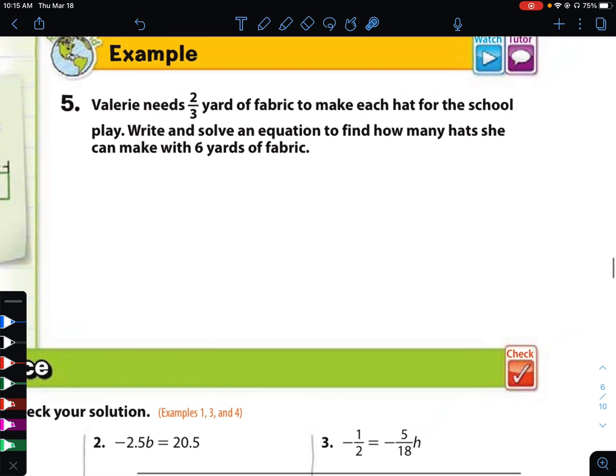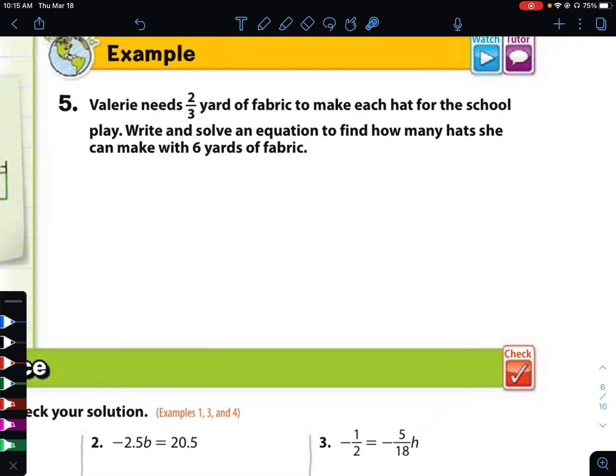And finally, example number 5. Valerie needs 2/3 yard of fabric to make each hat for the school play. Write and solve an equation to find how many hats she can make with 6 yards of fabric.